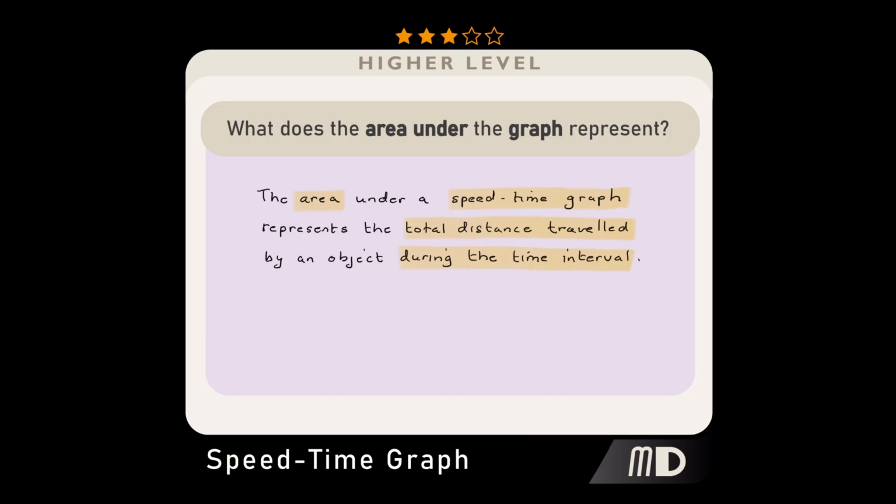For a linear graph, we can use the rule where distance is the product of speed and time to calculate a value for distance. For curved graphs, the process is a bit more complicated. We can use different geometric formulas to estimate the area below portions of the graph. And at higher levels of maths, we can accurately calculate the area using integration.